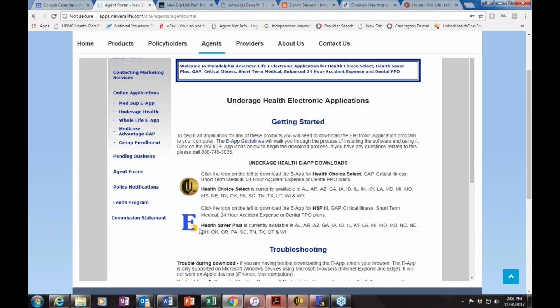So the first one would be for the Health Saver Plus. The second one here is for the Health Choice Select. This is a newer product that was released at the beginning of this year. So if you want to quote that plan, and Todd will go into the differences of those two plans later on during this call, you're going to want to download both of these.